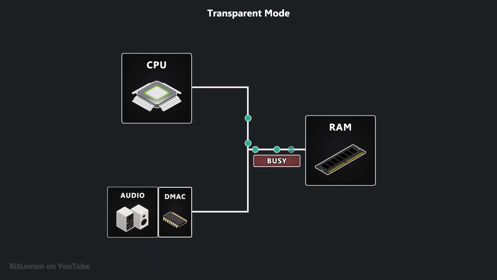In this mode, the DMA controller only transfers data when the memory bus is completely idle, meaning no other component is using it. Since the CPU is the primary user of the bus, this ensures that DMA transfers never interfere with its memory access requests. The trade-off is that while this mode eliminates CPU slowdowns, it can result in very slow DMA transfers if the bus is frequently occupied.